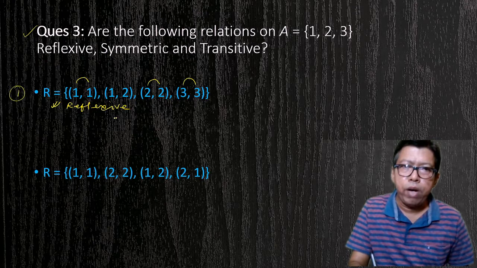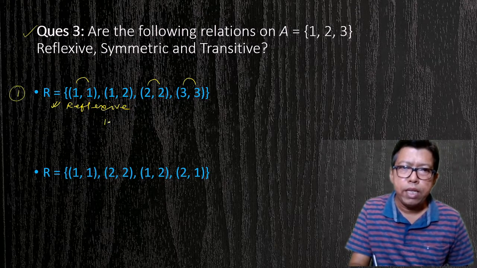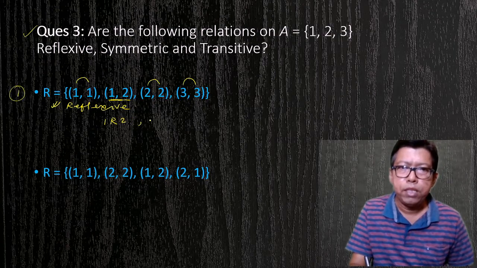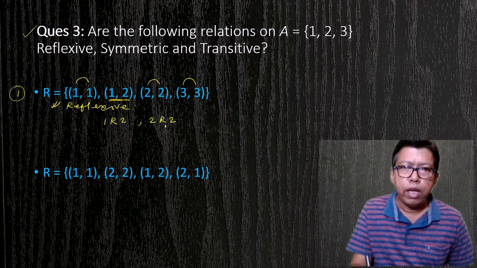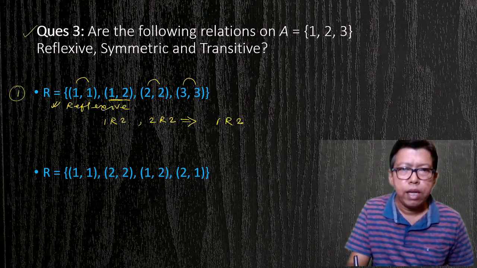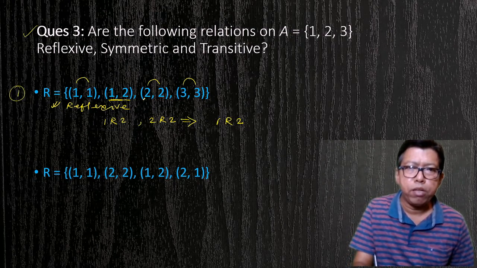Here 1 is related with 2, that means (1, 2) is an element of the relation R, and (2, 2), that means 2 is related with 2, and in this case it implies that 1 is related with 2, is it? Yes, (1, 2) is an element of the set.